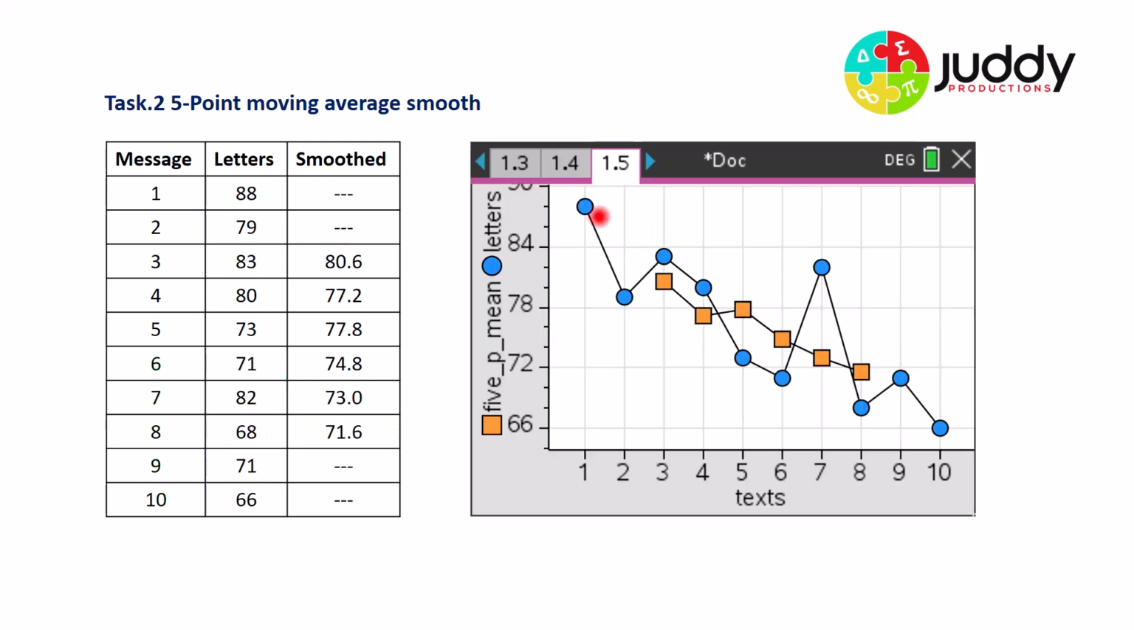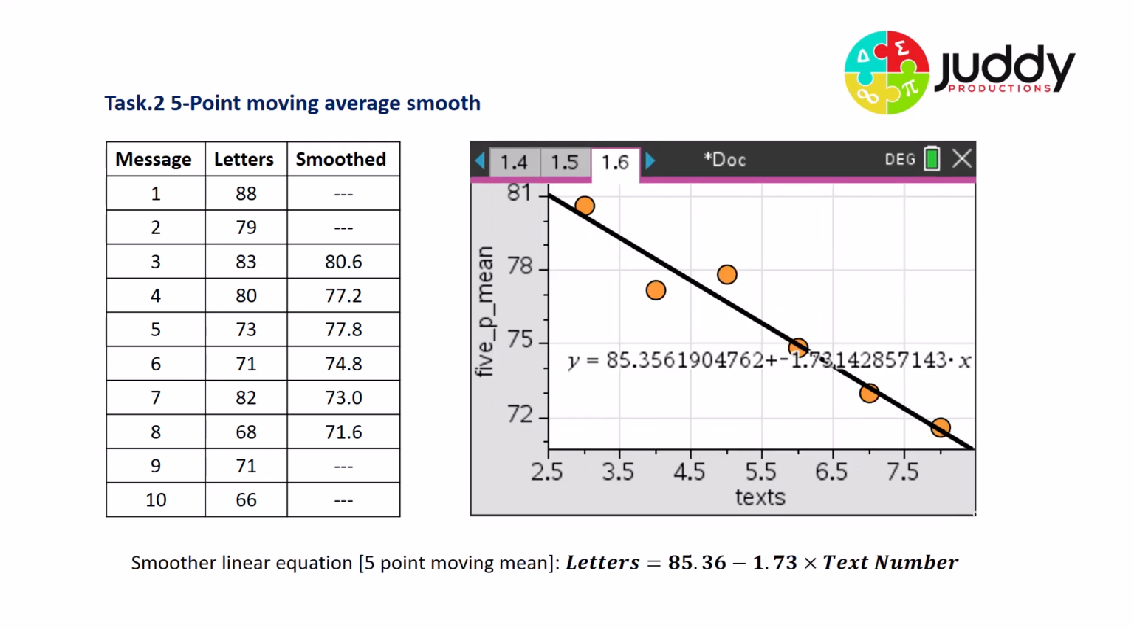Here's our graph again. Our original letters and texts are displayed in blue, a large range of variation and fluctuation. And our new 5-point moving average smooth is displayed in orange. And whilst there's still some variation, that looks a lot more linear, and we've removed the fluctuation from point to point. Again, we can find a regression line for that 5-point moving average smooth, and that can be used to make predictions about data. So the linear regression for a 5-point moving average for this data says the number of letters is equal to 85.36, take away 1.73, multiplied by the text number.